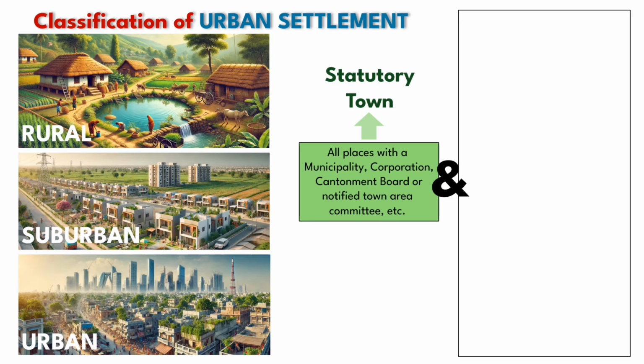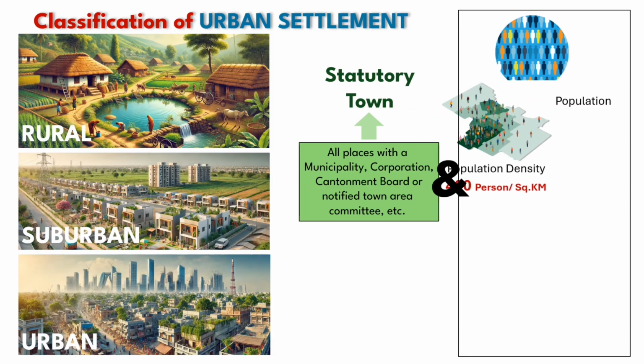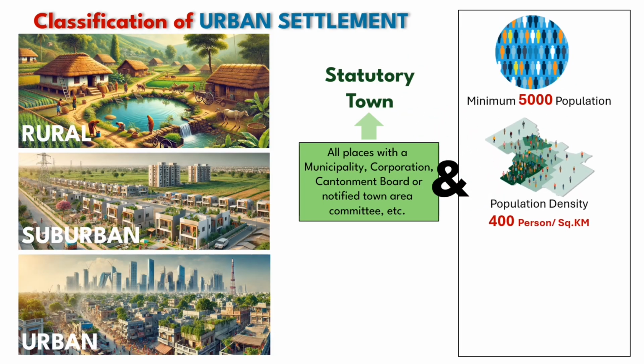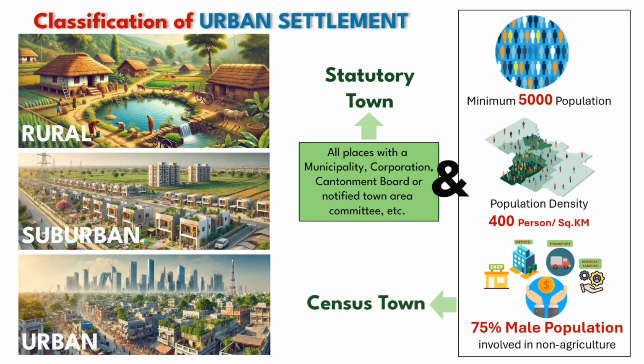And other than this, there are three criteria to define an area as urban. First, an area must have a minimum of 5,000 population. Second, it must have a population density of 400 persons per square kilometer. And the last criterion is that 75% of the male population should be involved in non-agriculture activities. If an area meets all three criteria, then it will be considered a census town. So this is how we can define an urban settlement.